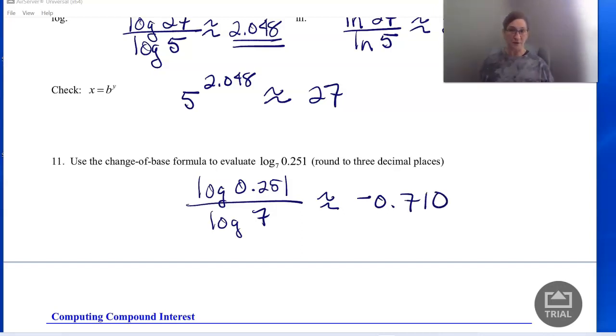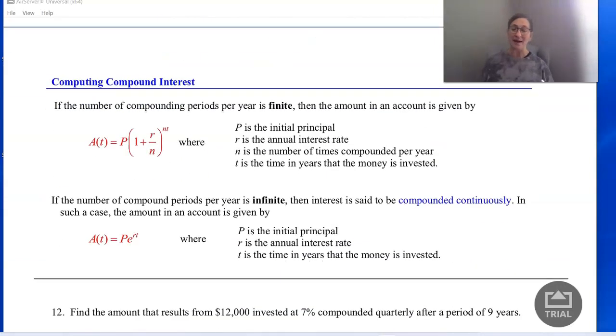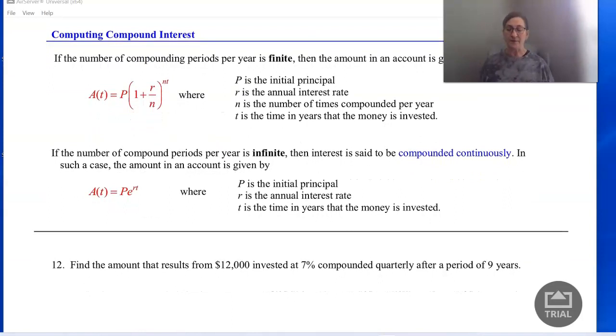All right, we're going to look at a common application of this irrational number e, which is continuous compound interest. First, let's look at some examples where you've got a finite number of compound periods. That's what this first formula is. It's when we know exactly how many compound periods we have. And here's what all of your variables stand for.